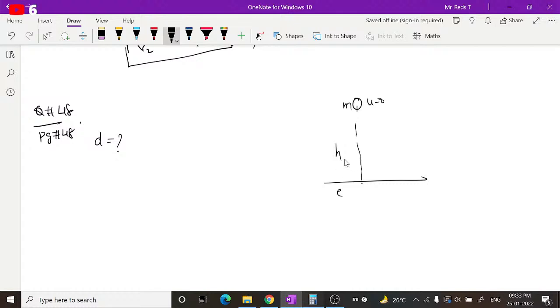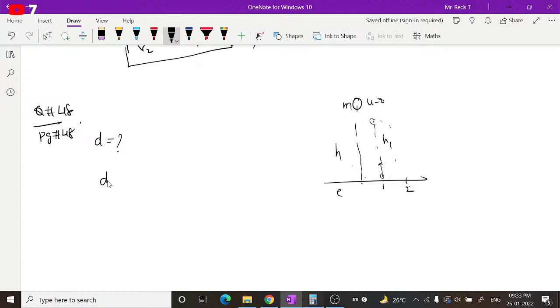Before the first hit, it travels a distance of h. Then after the first hit, it rises up and reaches some height h1. Then again it comes down and travels a distance of h1 again, and then hits the floor the second time. So before the second hit, it travels a distance of h, then h1 plus h1, that is 2h1. So h plus 2h1 distance it will travel.